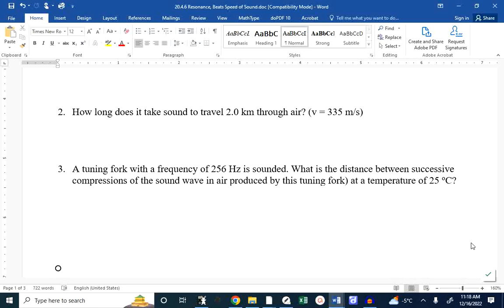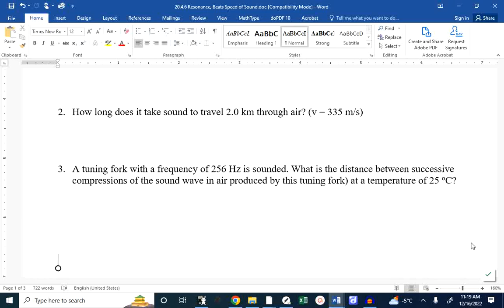What is the distance between successive compressions of the sound wave in air produced by this tuning fork at a temperature of 25 degrees Celsius? So in order for you to answer this question, and if you're watching on video, I apologize, but I am writing on the whiteboard, you need to understand that the distance between successive compressions is the wavelength. You're asked for the wavelength here.